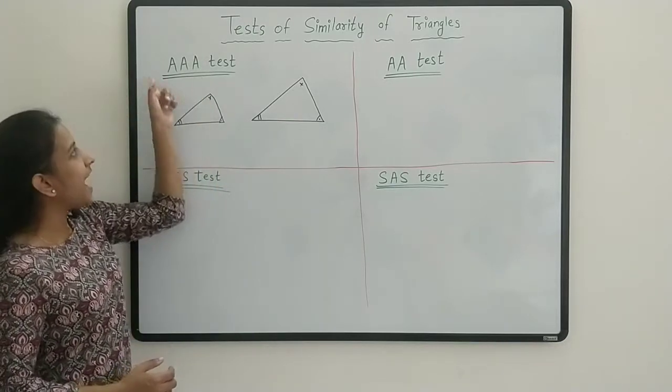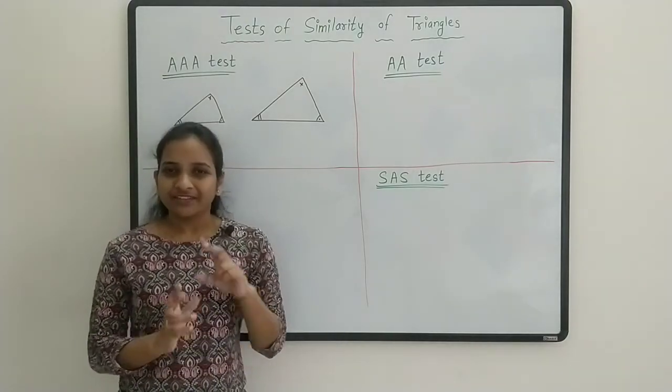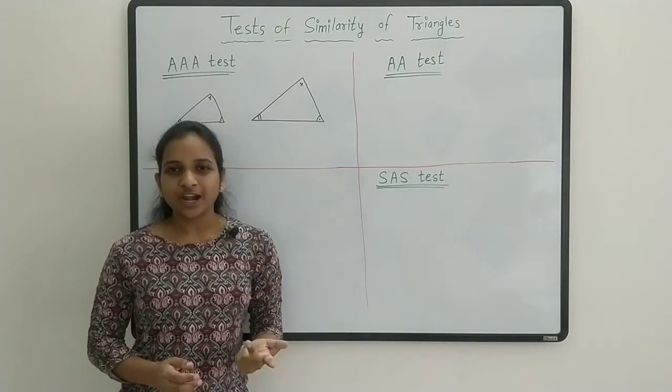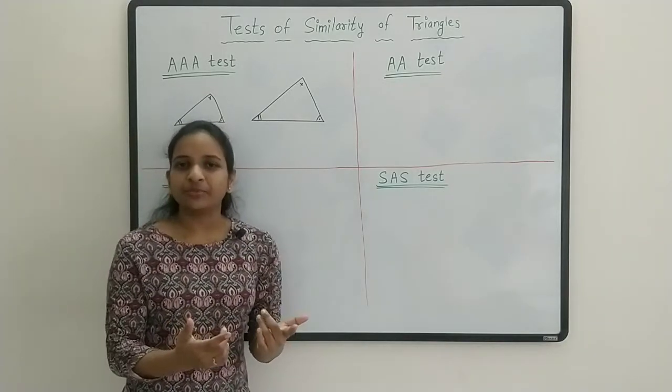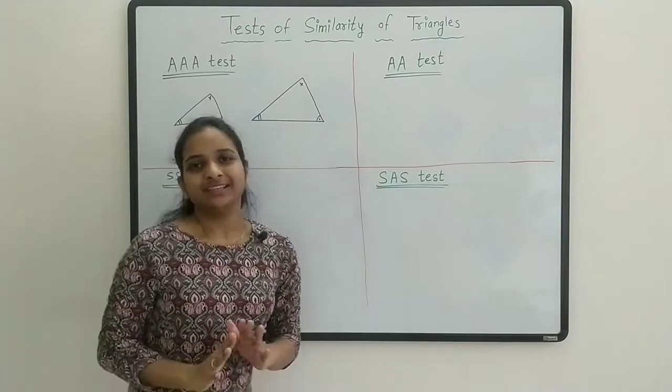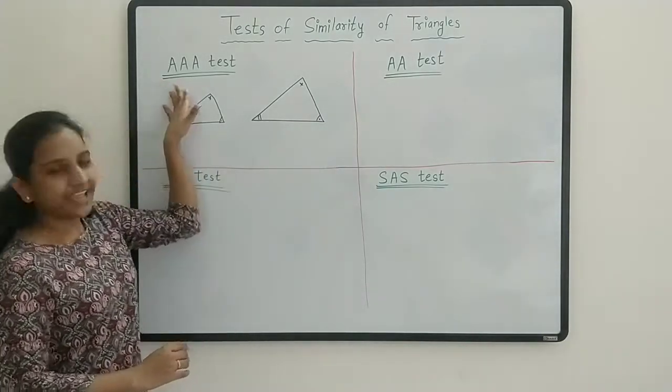AAA test means angle, angle, angle test. See, if you want to check whether two triangles are similar or not, then you don't need to check everything, whether the sides are in proportion or angles are equal. See, these tests will help you. These are like shortcuts. Here AAA test.